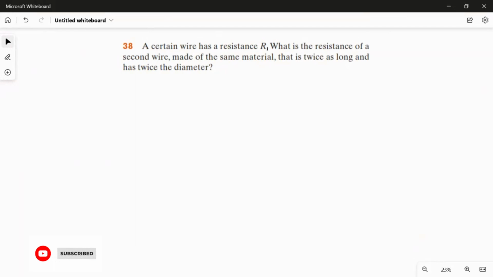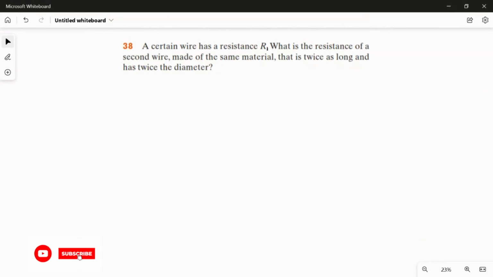That means we have two wires. The first wire has resistance R1 and the second wire has resistance R2. That value we are going to find. They also give additional information. The second wire length is twice the first wire length, and the second wire diameter is twice the first wire diameter. And the most important thing, both wires are made of the same material.